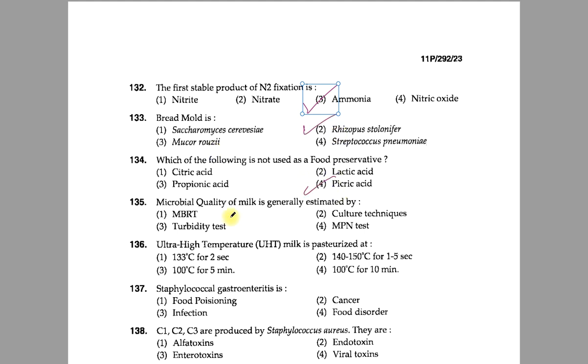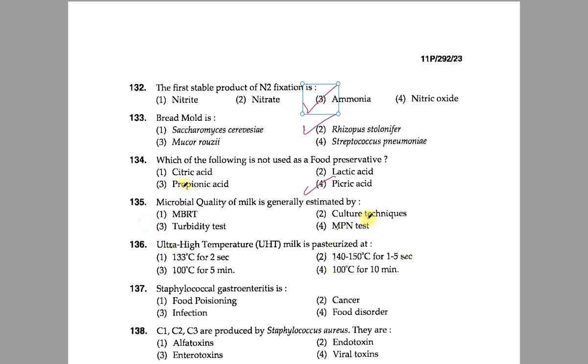135. Microbial quality of milk is generally estimated by 1. MBRT, 2. culture techniques, 3. turbidity test, 4. ambient test. The first one, MBRT, is the correct one. MBRT stands for the methylene blue reduction test. 136. Ultra high temperature UHT milk is pasteurized at 1. 133 for 2 seconds, 2. 140 to 150 degrees Celsius for 1 to 5 seconds, 3. 300 degrees Celsius for 5 minutes, 4. 400 degrees Celsius for 10 minutes. The correct one is the option 2, 140 to 150 for 1 to 5 seconds.